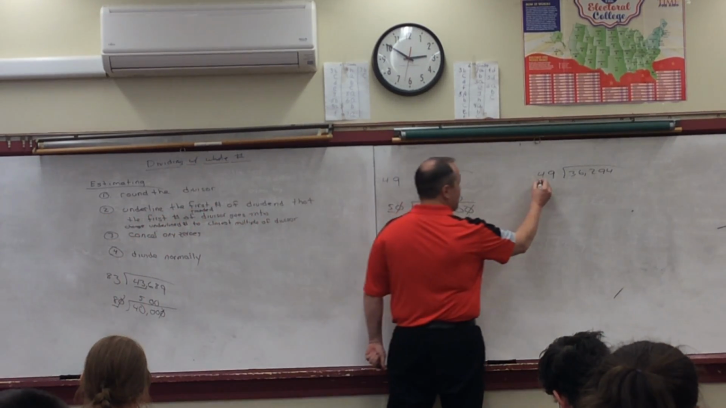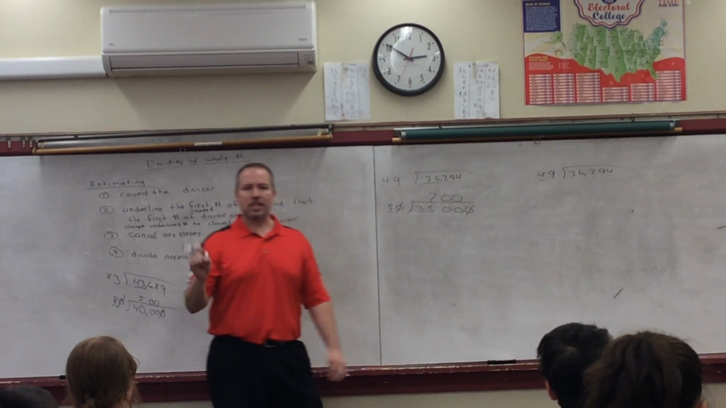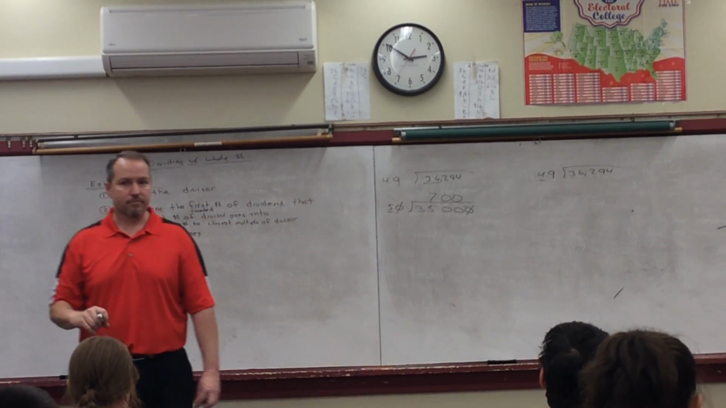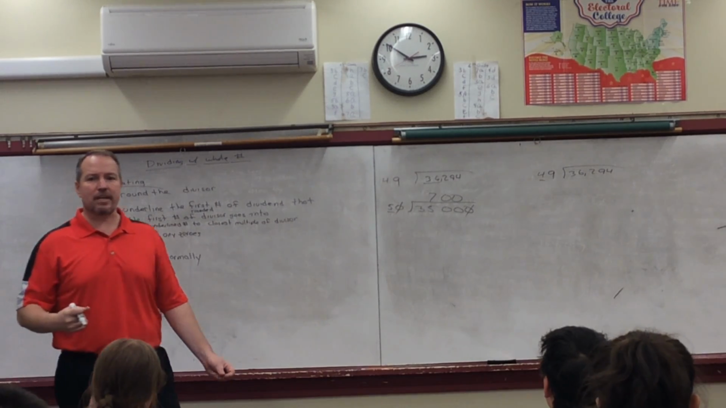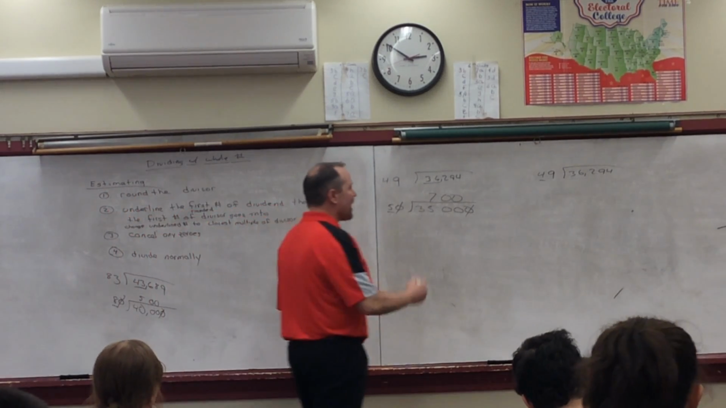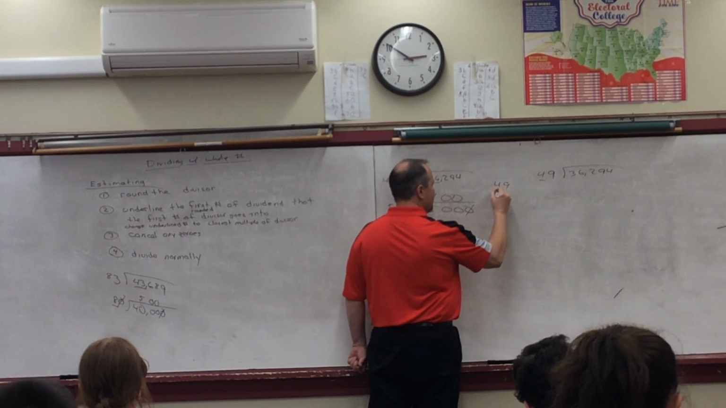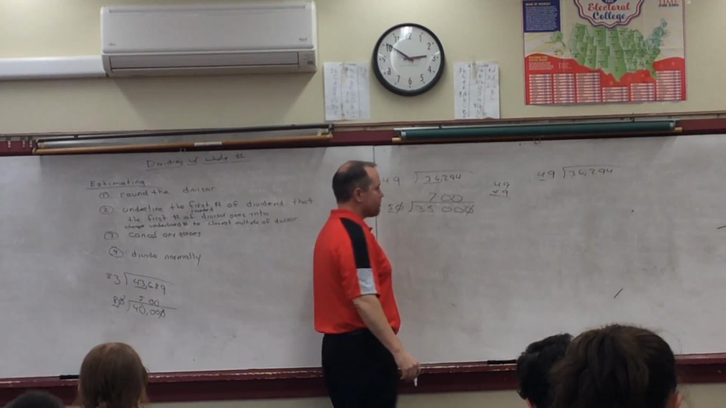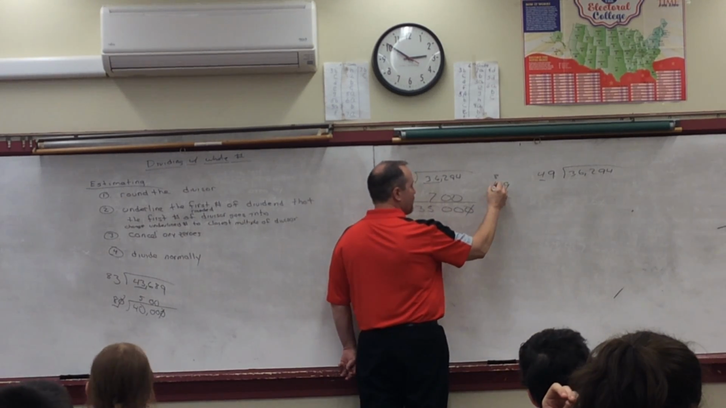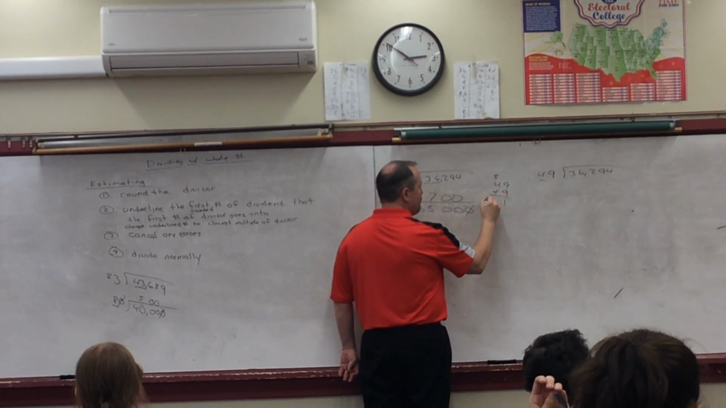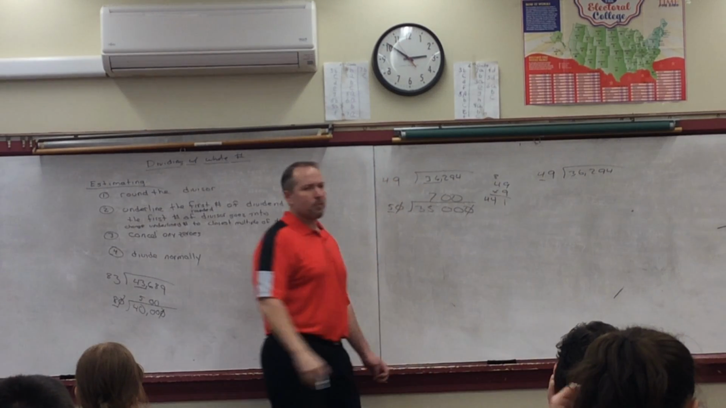I look at this 4. What's the first number the 4 goes into? 36. How many 4s go into 36? 9. I'm going to see if I can use that 9. I'm going to take 49 times 9. 9 times 9 is 81. Carry the 8. 9 times 4 is 36, and 8 is 44. Can I use 441?